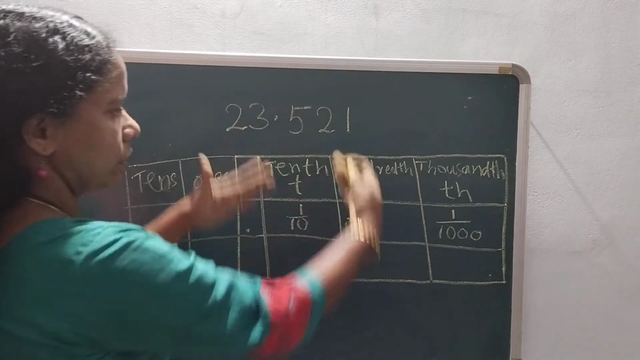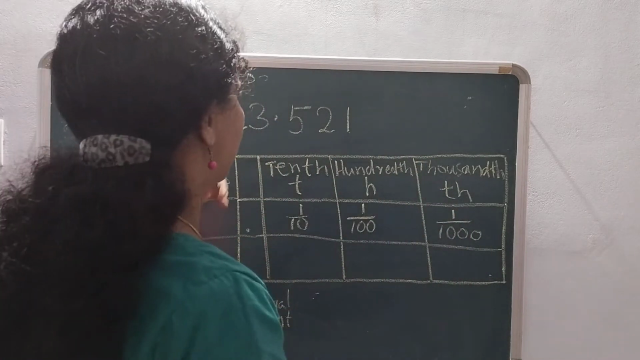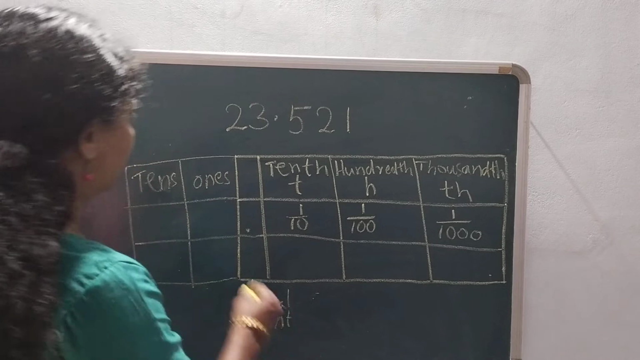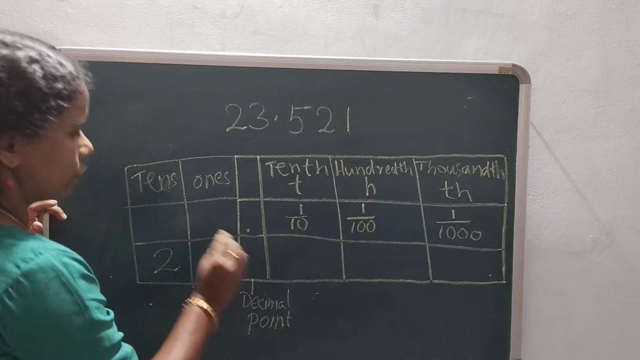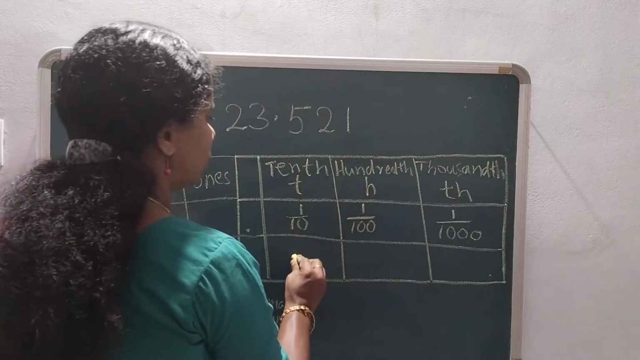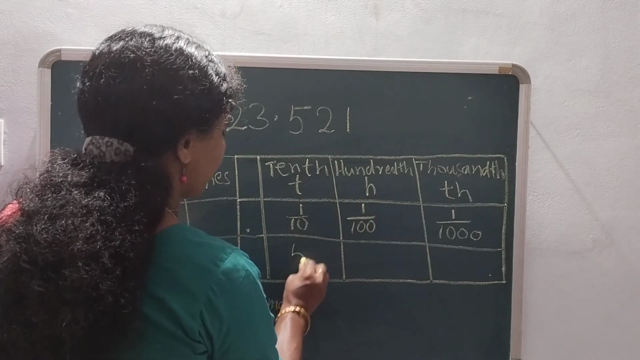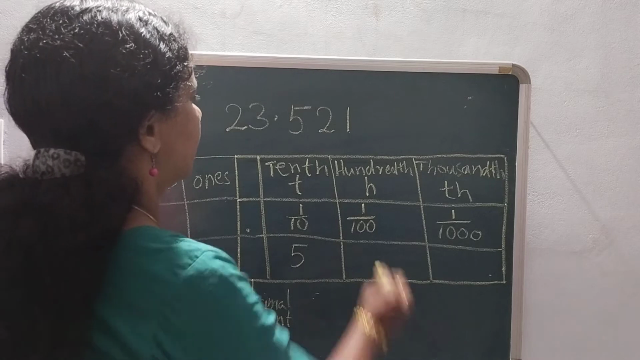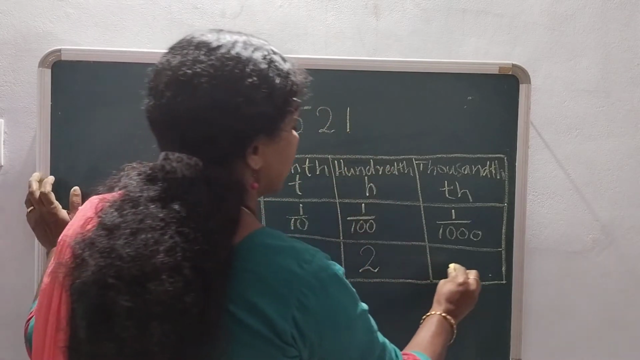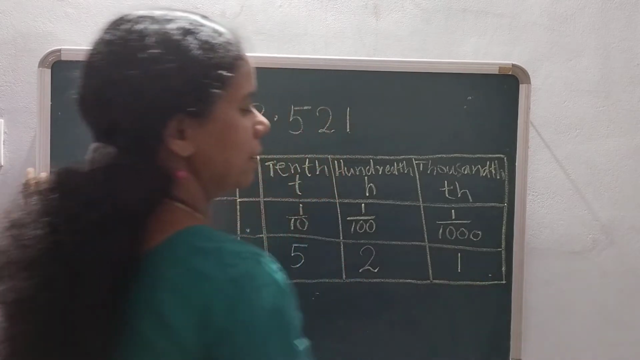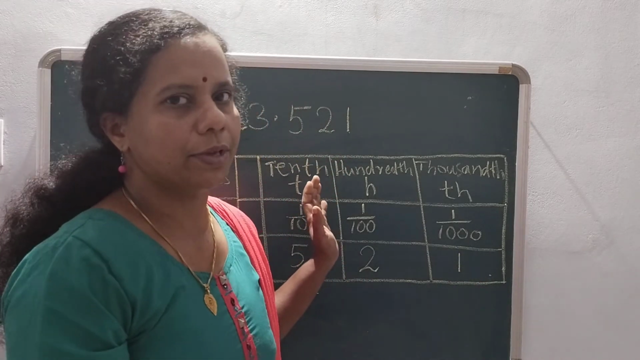Now let's distribute these numbers in the place value chart. The whole number, we know that 3 is in the ones place and 2 is in the tens place. Okay, now what is in the tenths place? 5. Then hundredths place 2. Then in thousandths place 1. This is how we are representing.